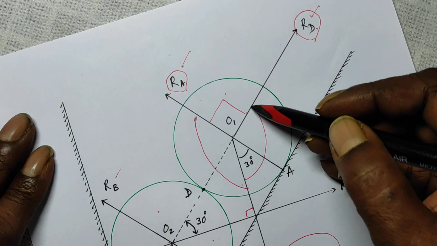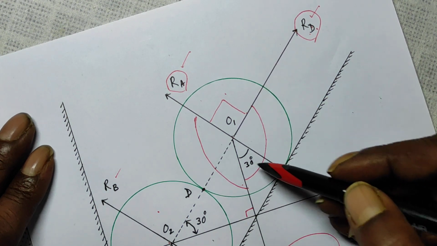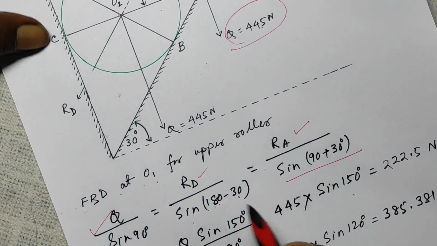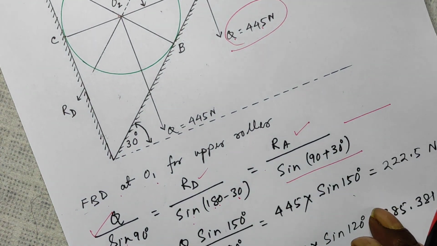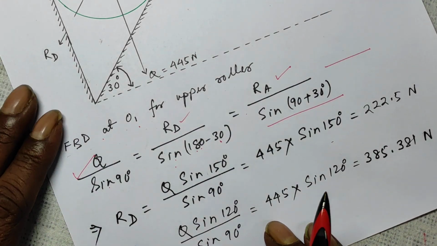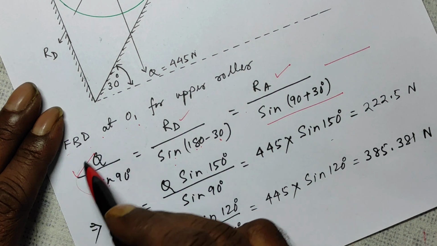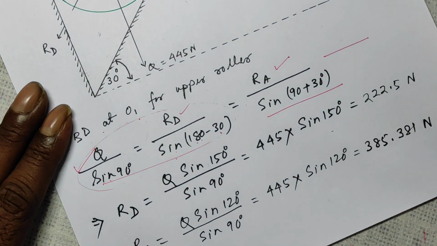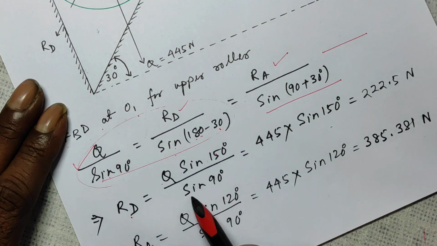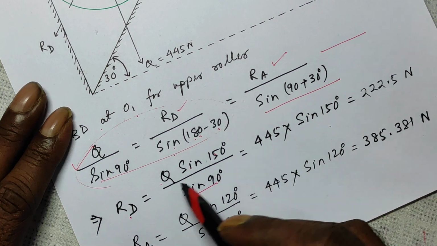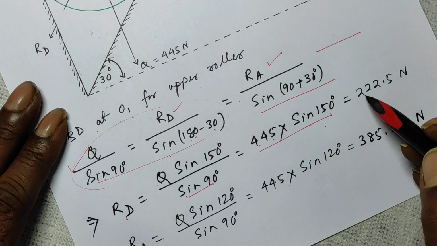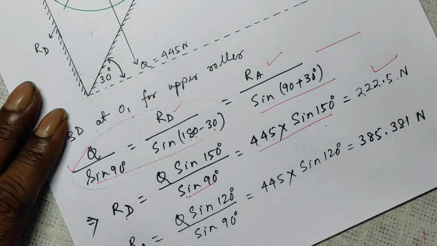So this angle is 90 plus 30. So RA over sine 90 plus 30. This is your Lami's theorem at the point of concurrence O1 for the first cylinder on the top. Now if you consider these two equalities and cross multiply, you get RD is equal to Q times sine 150 over sine 90. Sine 90 is 1. Q is given 445. Sine 150, just put it in calculator. This comes out to be 222.5 Newton.